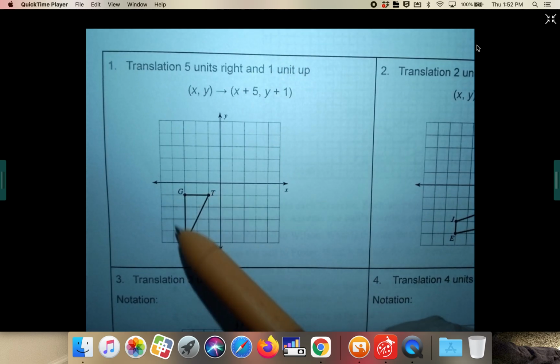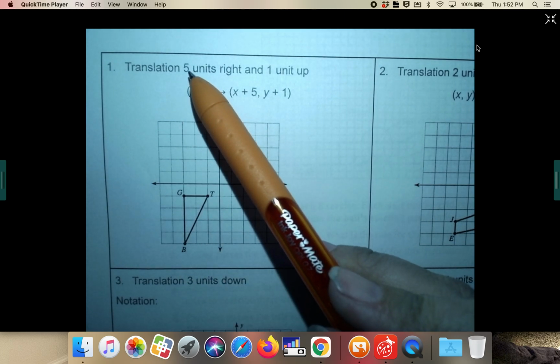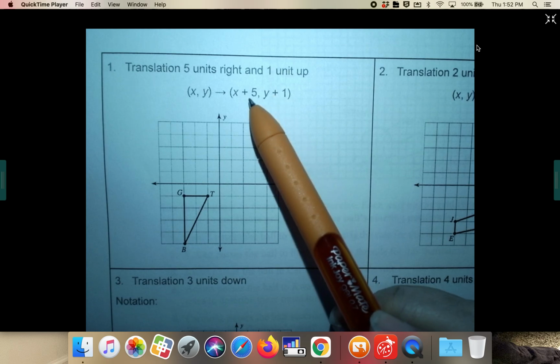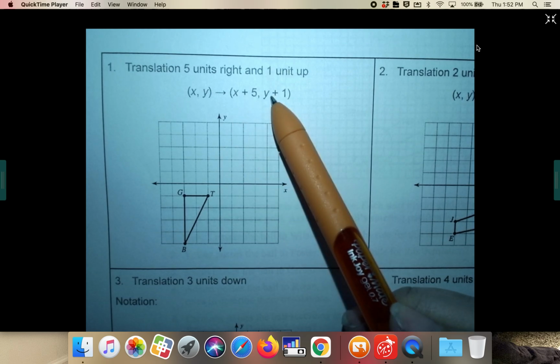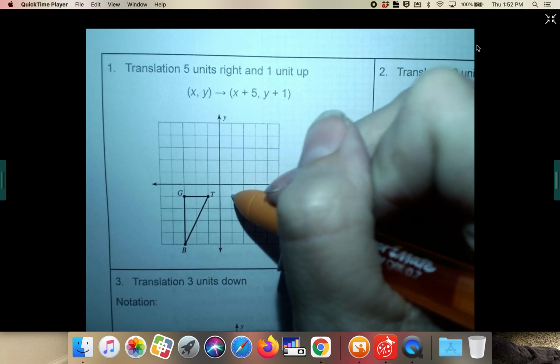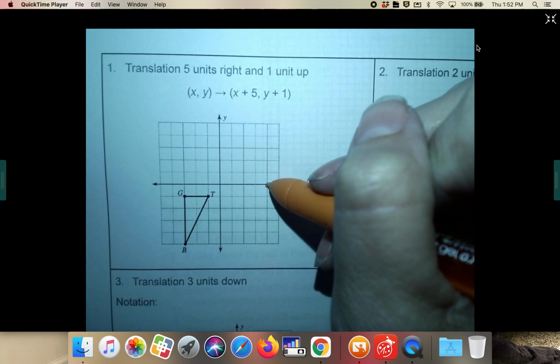So let's go ahead and look down at number 1. If we take the pre-image that's already here and we translate it 5 units right and 1 unit up, another way to say that is X plus 5 and Y plus 1. So you're going to take each point and you're going to move it 1, 2, 3, 4, 5, 1.